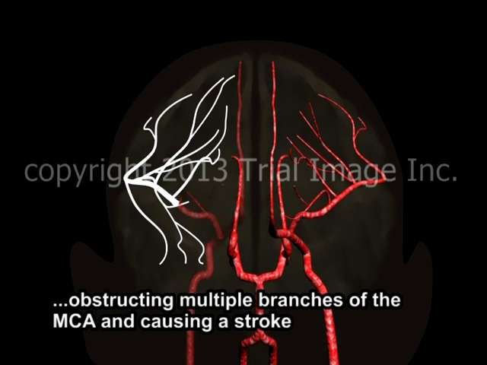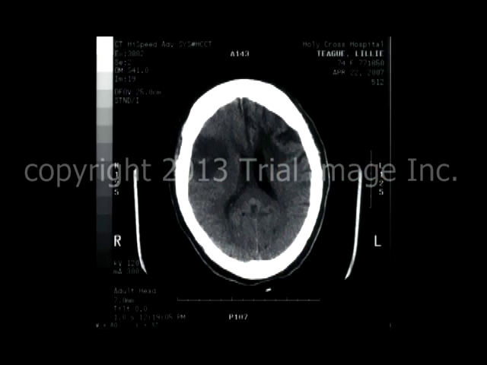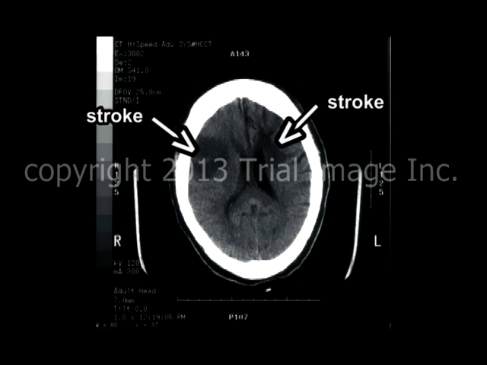In this example, a significantly sized embolus has lodged in a branch of the right middle cerebral artery. On CT scan, the area of stroke can be readily viewed as this dark oval area. This particular patient had had a previous stroke, as noted here on the right side of the screen.